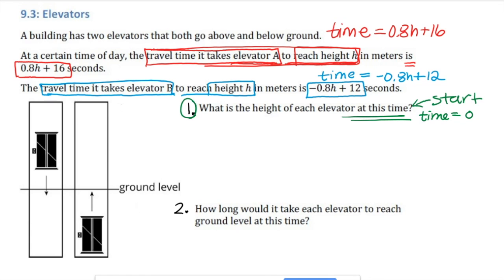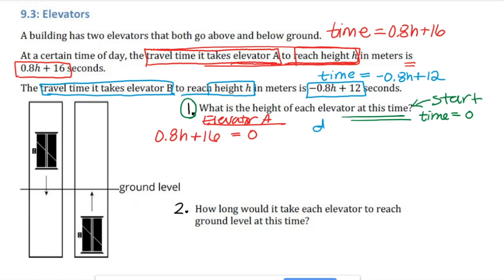Okay, so when our question number 1 says, what's the height of each elevator at this time? We're going to call time 0 because 0 is when we're starting. So instead of the word time, I'm going to put a 0. For elevator A, I'm going to set the time as 0. So 0.8h plus 16 equals 0. What this is going to tell me, when I figure out h, is the height when the time is 0.